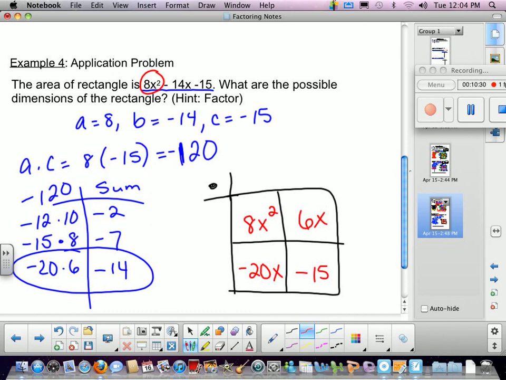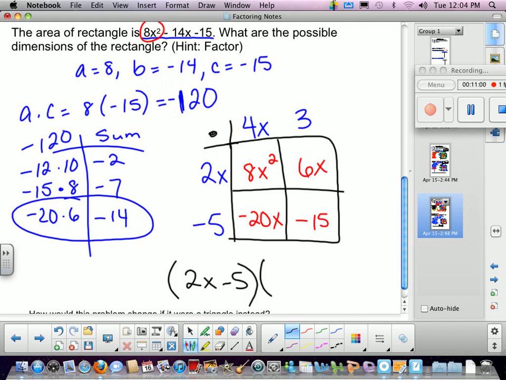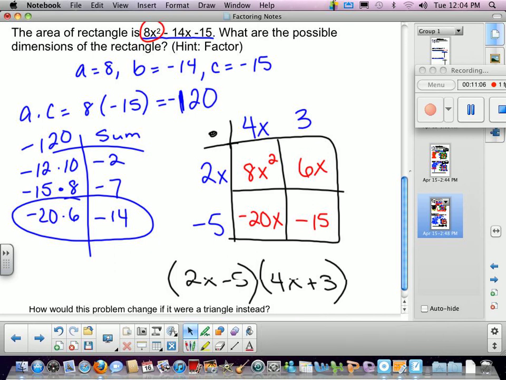and 6x. And then we're just going to factor out, get the greatest common factor. Top left will be 2x. Underneath that, we would have negative 5. Go the other direction with 8x squared and negative 20x. That would be 4x. And 6x and negative 15 will be 3. So in factored form, it will be 2x minus 5 and 4x plus 3. And again, we could FOIL to check that.